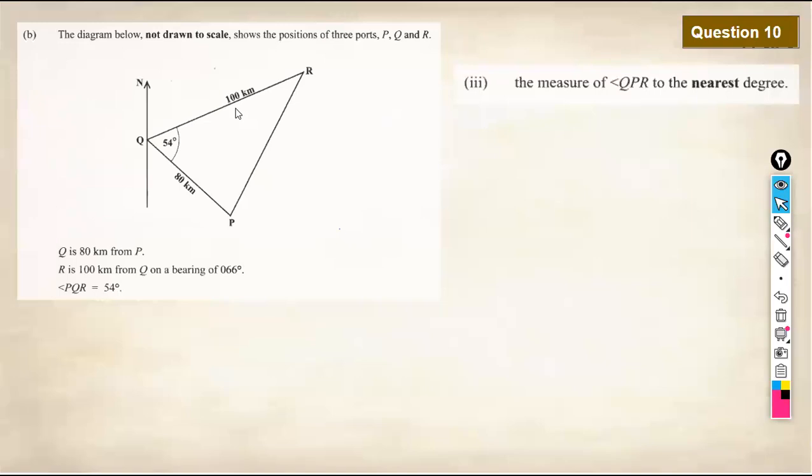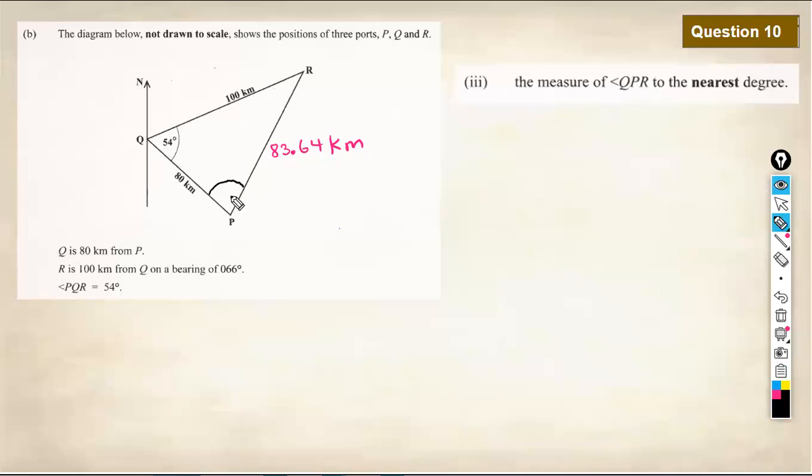All right, so here's the next question. Now, remember, we just got this length to be how much? 83.64. So I should update my diagram just in case I need it, right? They want the measurement of QPR. QPR, where is that? That's this guy here.